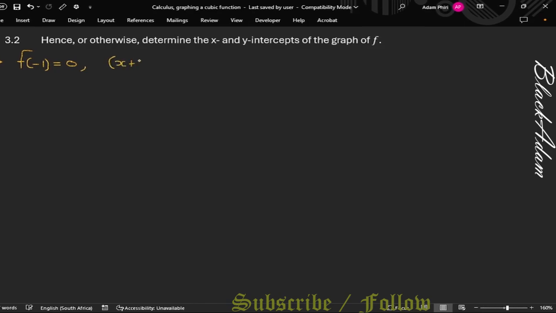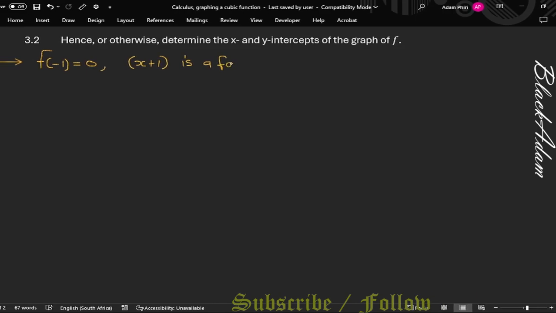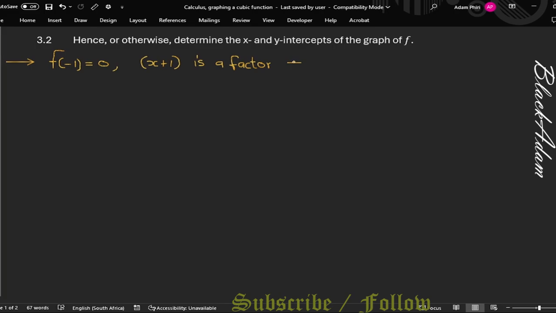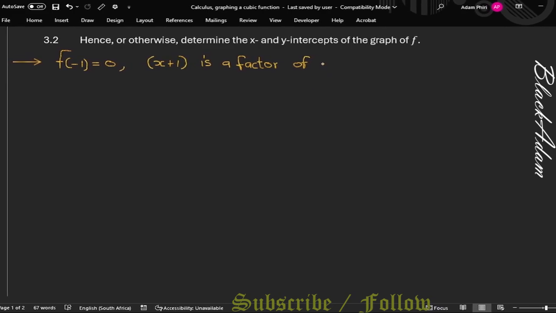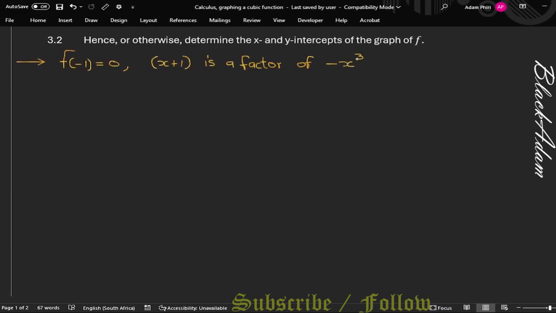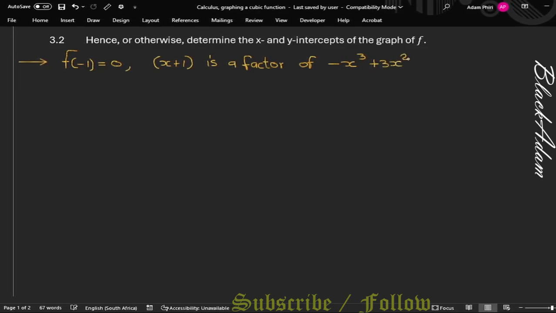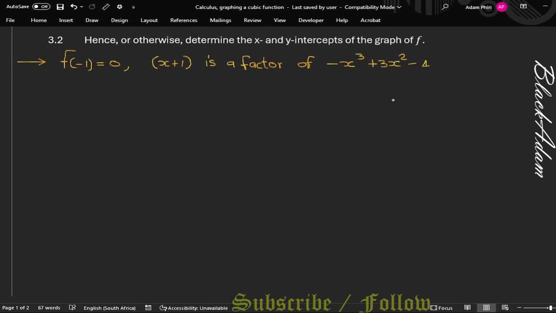So at the x-intercept, y is 0, so we know that x plus 1 is a factor. Knowing that it's a factor, we need to find the rest of the factors, which means negative 1 is a factor of negative x cubed plus 3x squared minus 4.